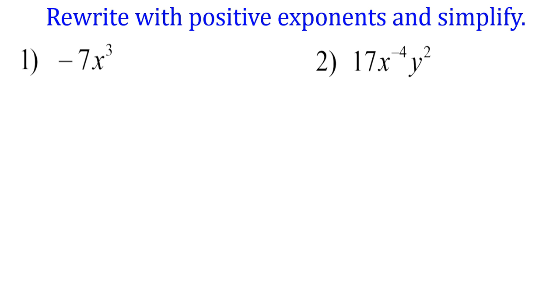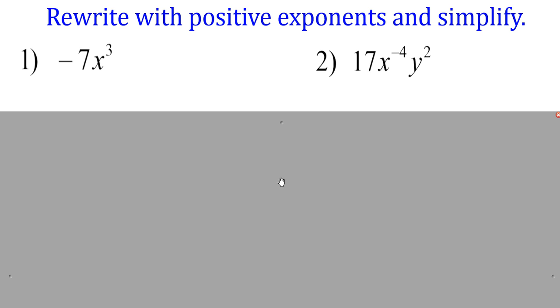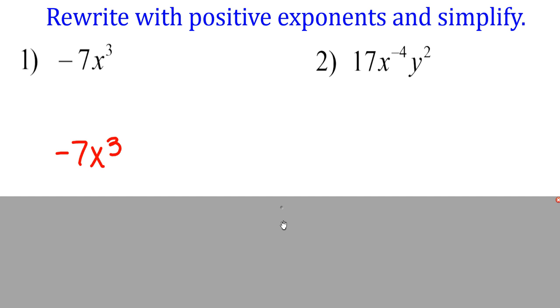not with the exponent. Therefore, we're not going to be moving anything to the denominator. It is what it is, and it's in the right location. And as we look at number 1, there's nothing else that we can simplify, so we're going to leave it as negative 7x to the third.